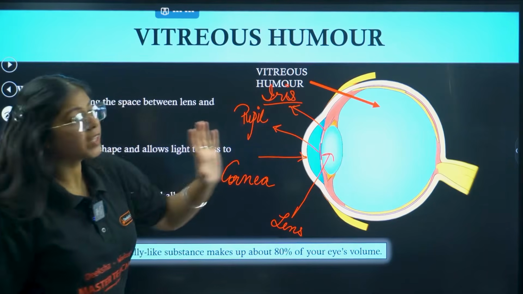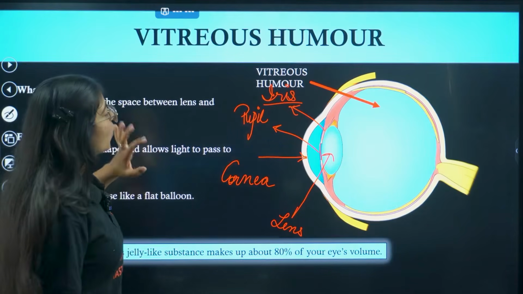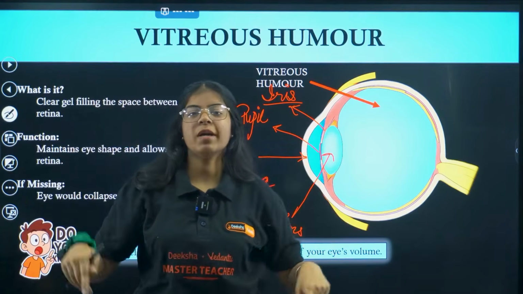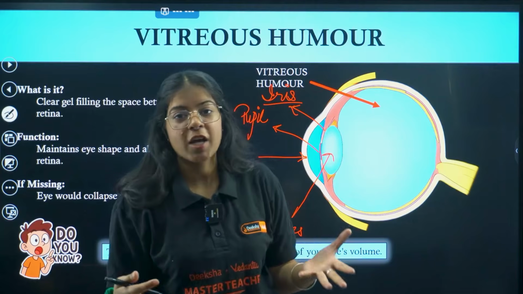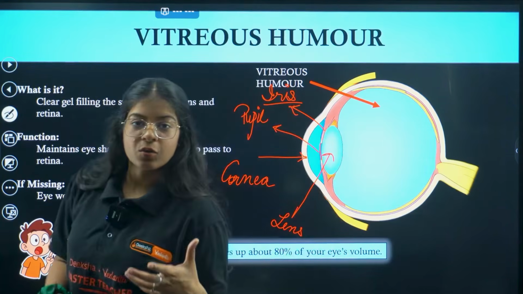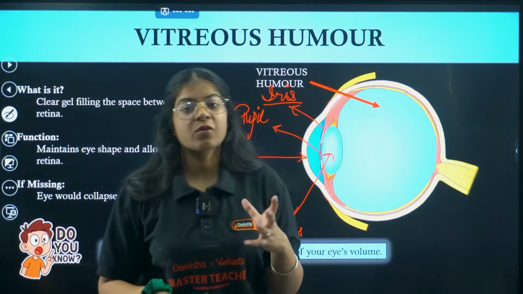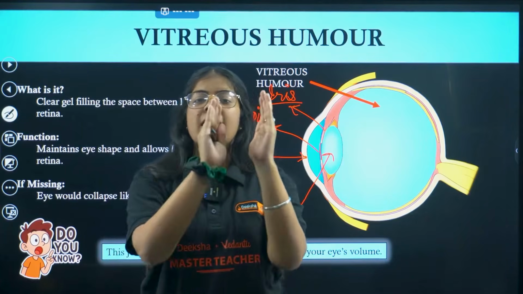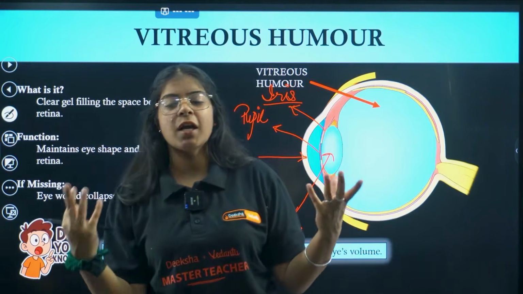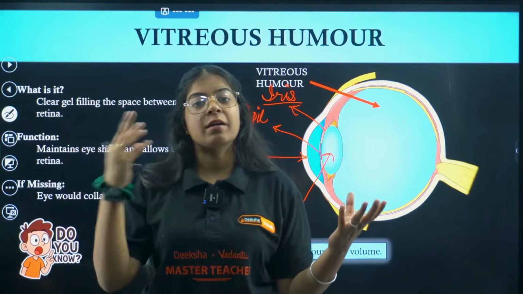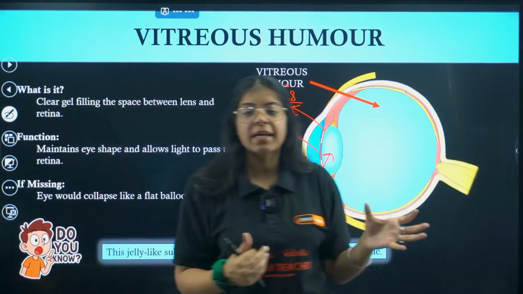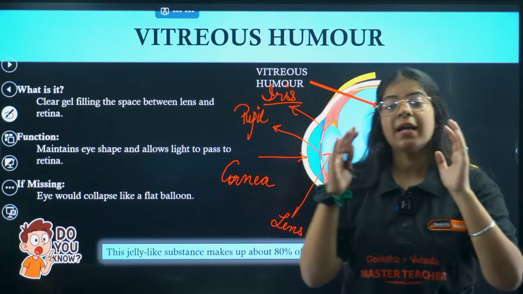Now, coming behind the lens, what is it? Our eyeball is kind of round shaped. What is giving the eyeball that shape? Just like we studied aqueous humor, this is vitreous humor. Aqueous humor was between the cornea and our lens. Vitreous humor is between the lens and retina. Retina is just a screen where the image is being formed in our eye. So it's a clear gel filling the space between lens and retina.